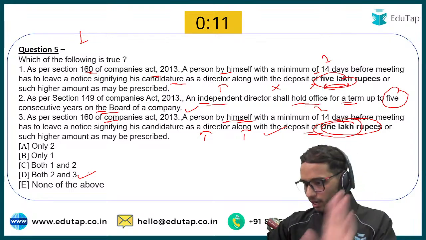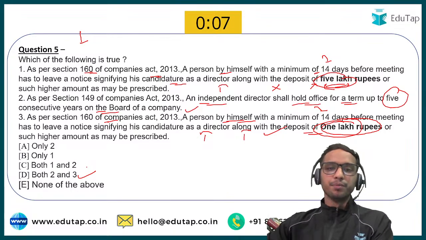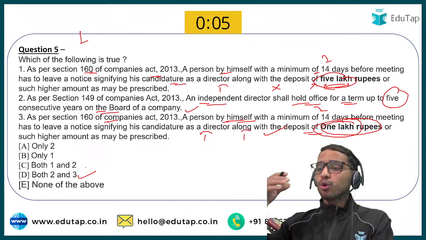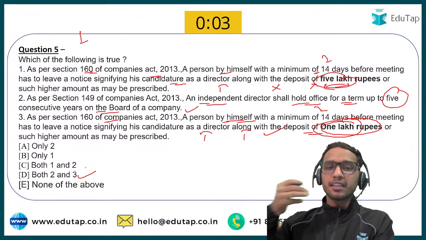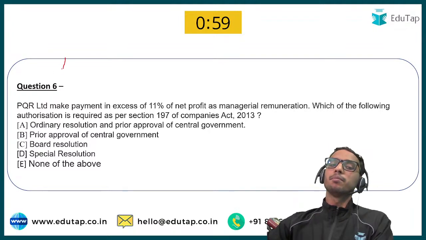So option number D would be correct, and yes, few of you are correct as well. Okay, very good. Chalo. Even if you don't know the answer, just guess it intelligently and try to remember the facts. Okay? Chalo. Let's come to the question number 6.